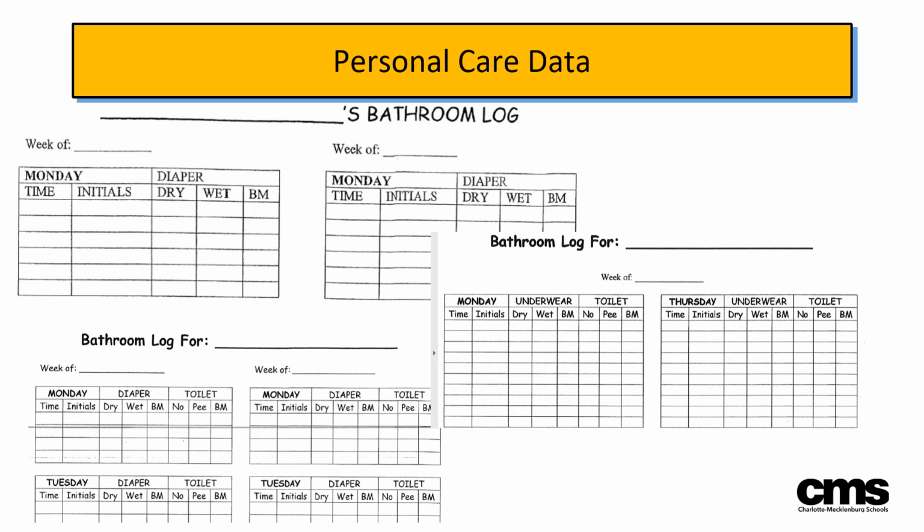Here are some examples of toileting logs for personal care data. One is an example of a student who only wears a diaper, one who is working on some toilet training as well, and then one who does wear underwear but still has accidents or is still learning the skill that you want to track.